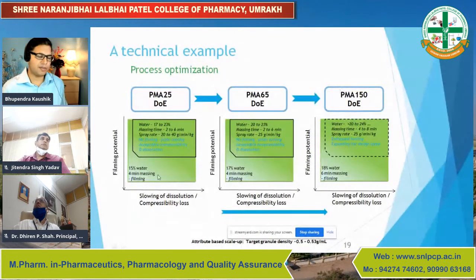What I was seeing in this particular example is when we were going from smaller scale to larger scale, the performance of the product was changing. So maybe for this scale, this amount of water and this amount of wet massing worked. But when we were moving to larger scale, there was some impact on the rate of dissolution of the product. And then when we went to a bigger batch, again there was impact on product performance. The complexity here is that this information could be relevant and useful for this size batch, but may not be so relevant for this size batch.